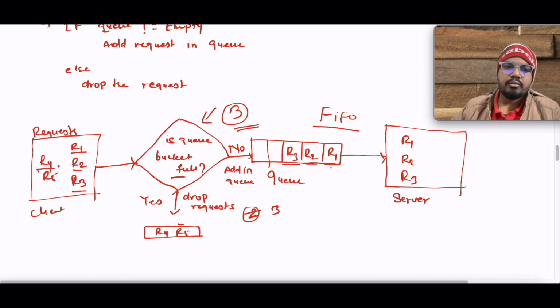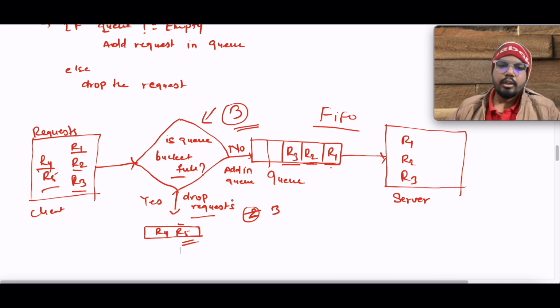So when the fourth request comes, it will check if the bucket is full. Yes, it is full. Then drop the request. When the fifth request comes, check if the bucket is full. So drop the request. And after a time interval, it will be reinitialized, meaning the buffer will be empty. To implement this mechanism, we have to use two parameters. One is bucket size and the second is outflow rate: how many requests will be processed in a fixed period of time.